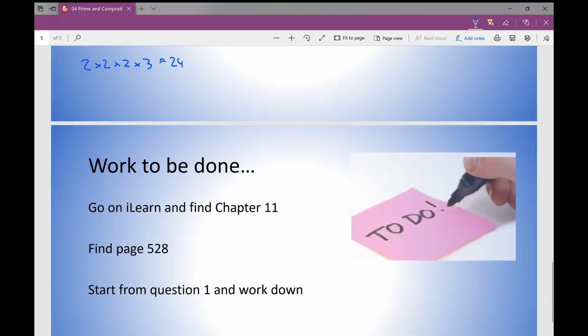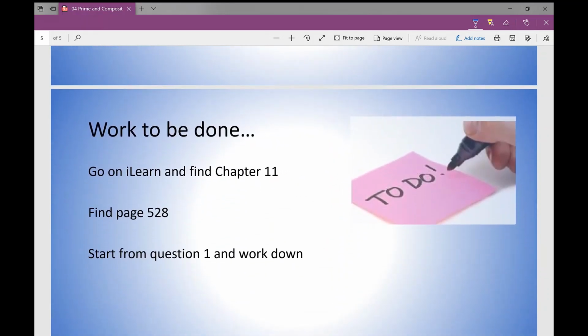So you guys are going to do a bunch of questions now that are related to these factor trees. You'll find them in chapter 11 on Ion. You'll scroll down to page 528, and I want you to just start from question 1 and work down.